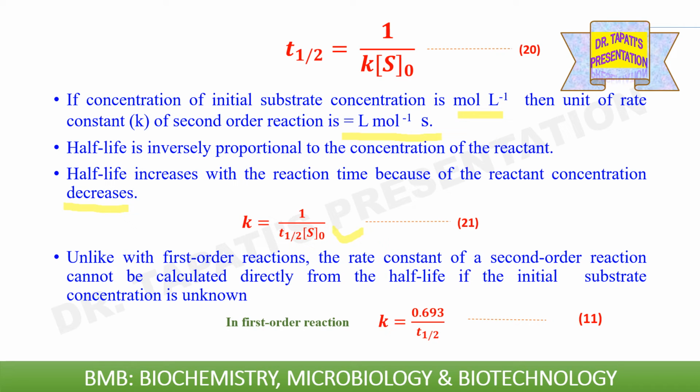Unlike the first order reactions, the rate constant of a second order reaction can be calculated directly from the half-life if the initial substrate concentration is unknown, because we know that in first order reaction K is equal to 0.693 divided by T half, where there is no value of substrate concentration. K value is not dependent on substrate concentration in case of first order reaction, but in case of second order reaction K value is dependent on initial substrate concentration.